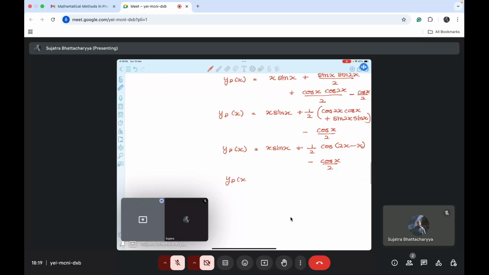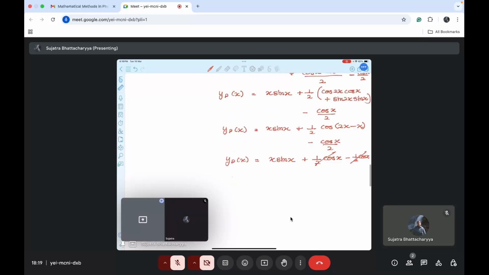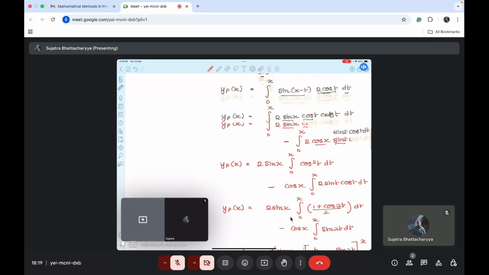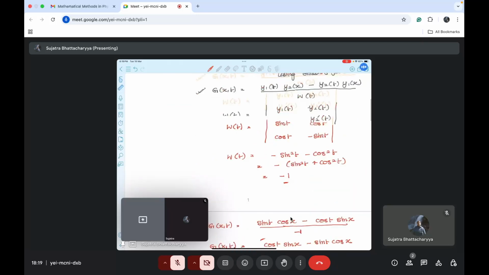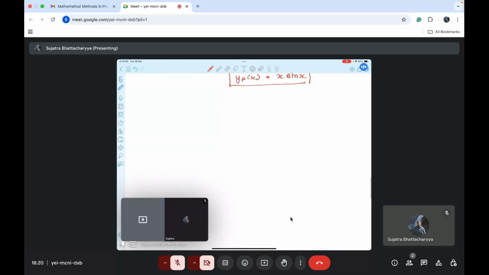So yp of x, one step. It will be x sin x plus half cos x minus half cos x. So this and this cancel. Therefore, finally, yp of x comes out to be x sin x. So this becomes your particular solution using the Green's function. And you already have the oscillatory solution for the given ODE. So this is how you have to proceed for any question which you want to solve using Green's function. Yeah, so that's another way of calculating the particular solution.